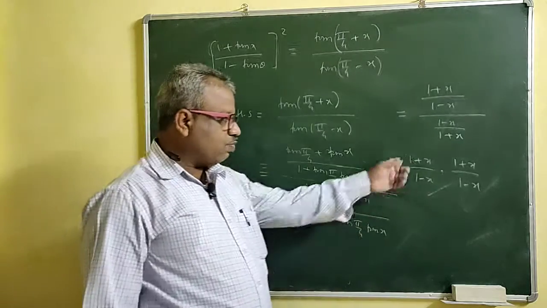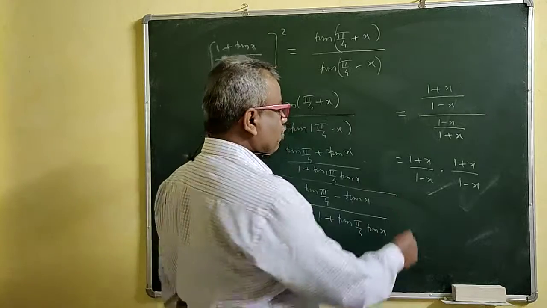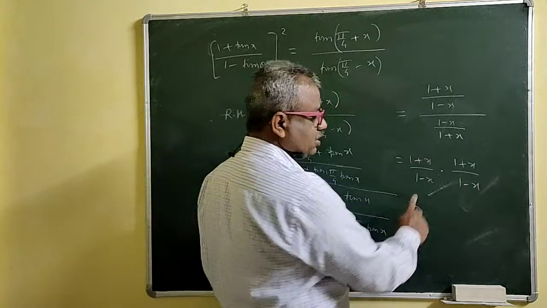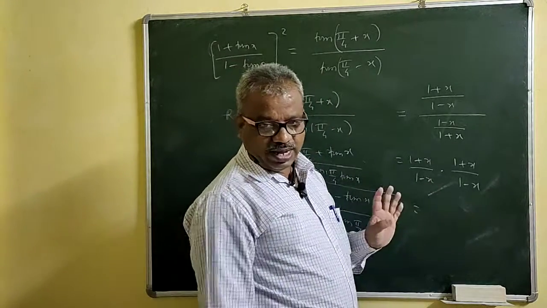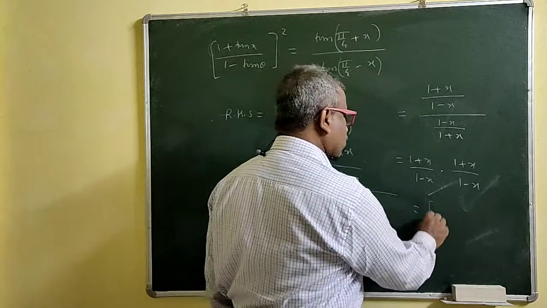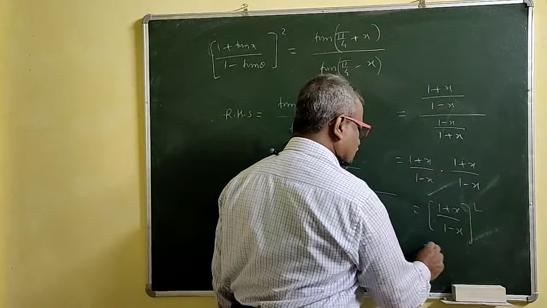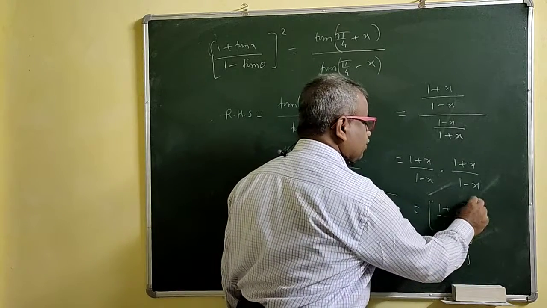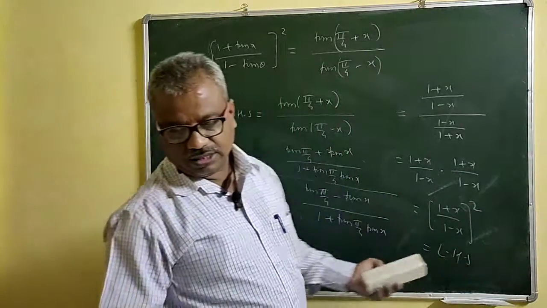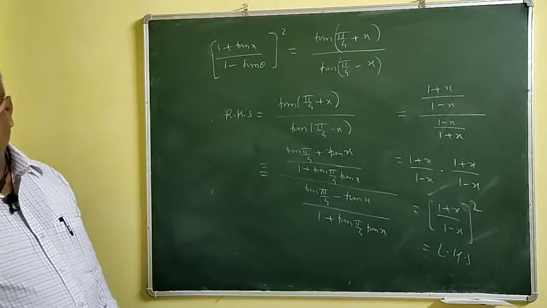Now see, nothing gets cancelled. So what do we get now? Both terms are the same now. This is A, this is A. So it will be A squared. So this is (1 + x) upon (1 - x), whole squared. And that will be your LHS.